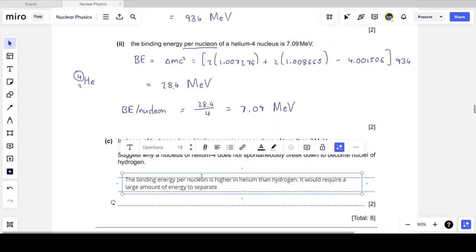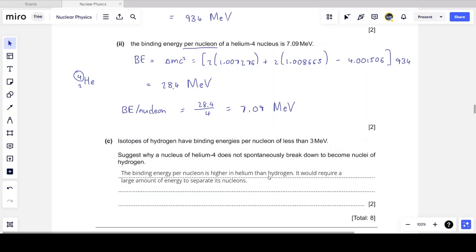Separate its nucleons. And so the binding energy per nucleon for helium is much higher than hydrogen. So we'd require a lot of energy to split the helium and make it into an isotope of hydrogen. And so that's the reason why it would not spontaneously, the question did ask very cleverly, spontaneously. So helium-4 is not going to spontaneously break.